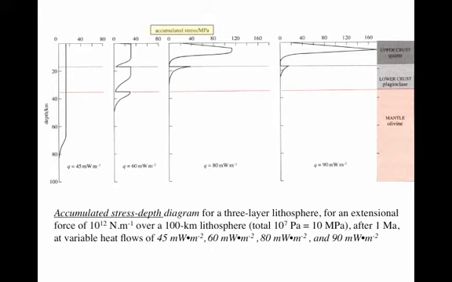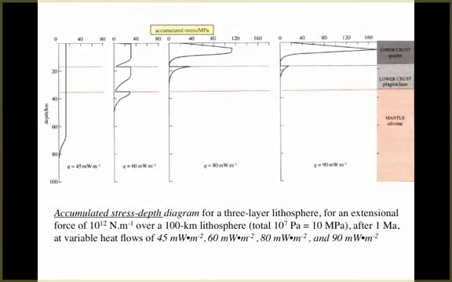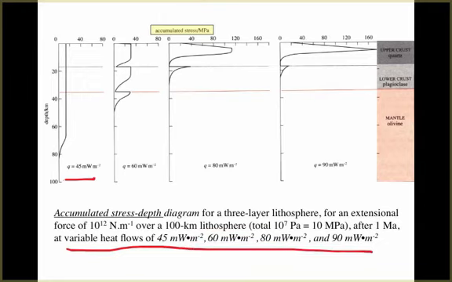If we look at a similar diagram, but this time for variable heat flows, and we're looking at lower heat flow on the left, 45 milliwatts per meter squared, up to 90 milliwatts per meter squared on the right, what you see are not only an exaggeration between the rheological properties in the three parts of that lithosphere, but you see an increasing strength in the upper crust and a decrease in strength in the lower crust with increased heat flows.